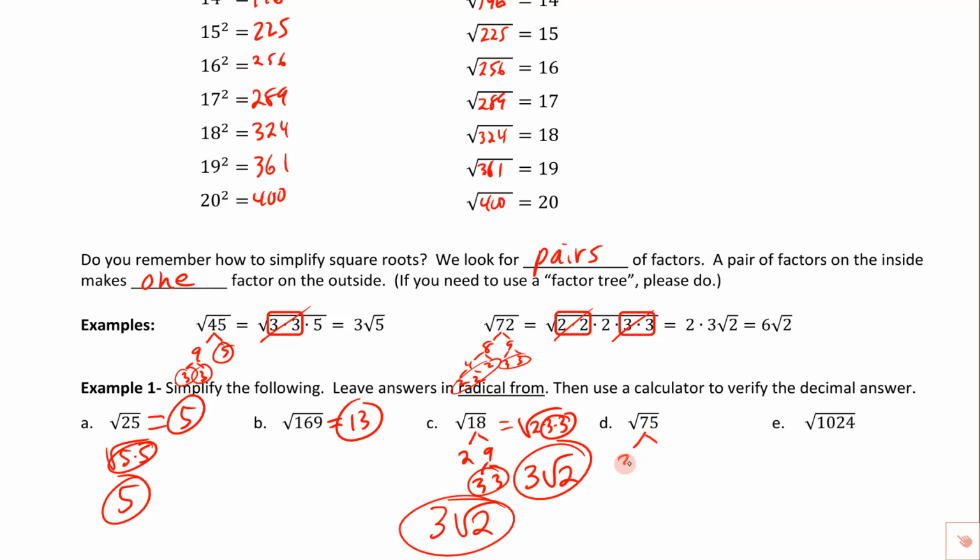If we take a look at this one, this would be 3 times 25, 5 times 5, pair of 5's, so you've got 1 5 on the outside, 3 stuck underneath.